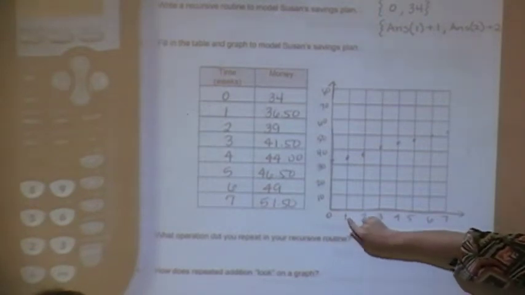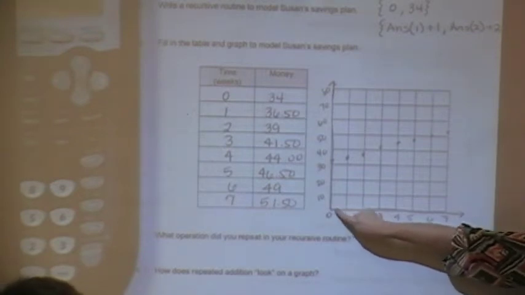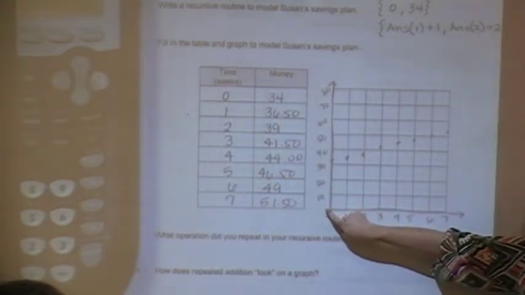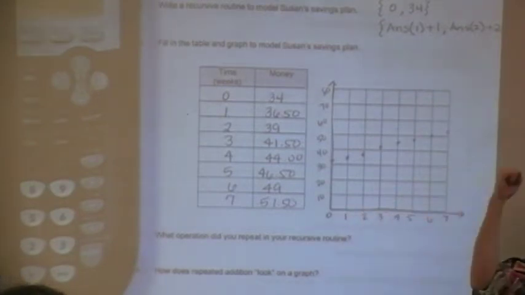Now, I did not connect the dots. Why not? Because it's discrete. It's discrete, and the reason it's discrete is because she saves $2.50 one time a week. So let's say she goes to the bank on Friday when she gets her allowance, and she puts $2.50 in every Friday. So if you looked at this graph as representing a week, you can imagine there's Monday, Tuesday, Wednesday, Thursday in between there, Friday, Saturday, in between those lines, but she does not make a deposit on those days. She only makes a deposit on Friday. So this is the first Friday, this is the second Friday. Does that make sense? So that's why it's discrete.